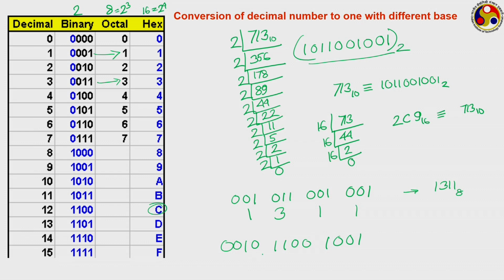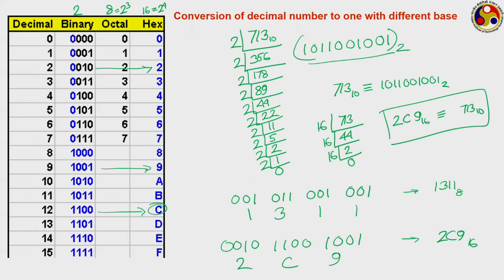And now try to find out the hexadecimal equivalent to each of them. For 0010, let me erase the earlier ones. So 0010 is this, its hexadecimal equivalent is 2, so it is 2. 1100, sorry, 1100 hexadecimal equivalent is C, this is C, and 1001 hexadecimal equivalent is 9, so write 9, and we get 2C9 as the hexadecimal equivalent. Just compare with the previous case, this is what we have got already.